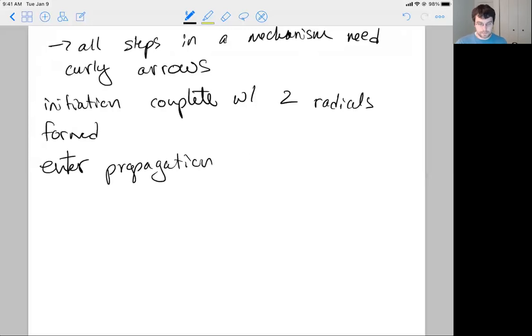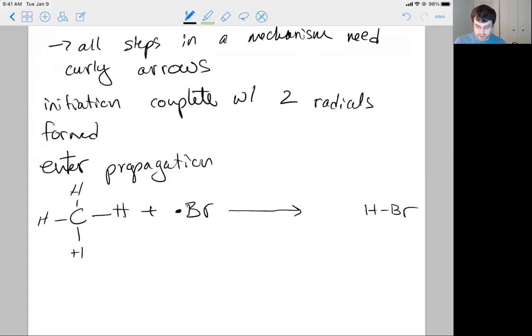Okay. So with propagation, we're going to have radicals on both the left side and the right side of the reaction. Now in this case, we're going to start by generating a carbon radical. So bromine free radicals sit around and the bromine radical is desperate to form a covalent bond. And what it will do in this case is it will get so desperate that it will find a way to form its octet by reacting with a hydrogen atom to form HBr. And in particular, it's one of the hydrogen atoms on our alkane.